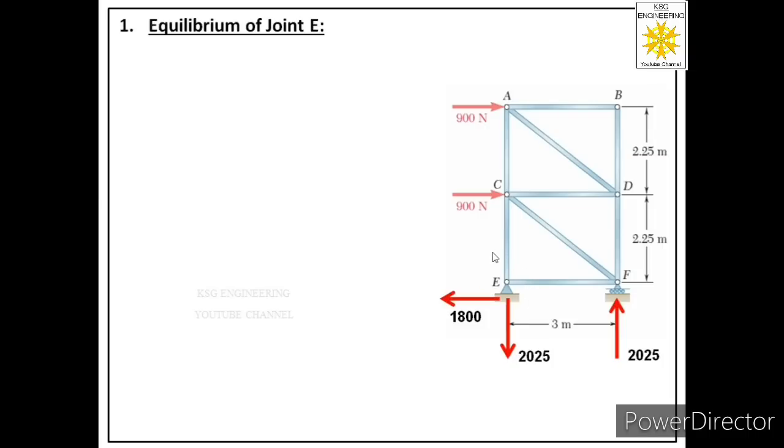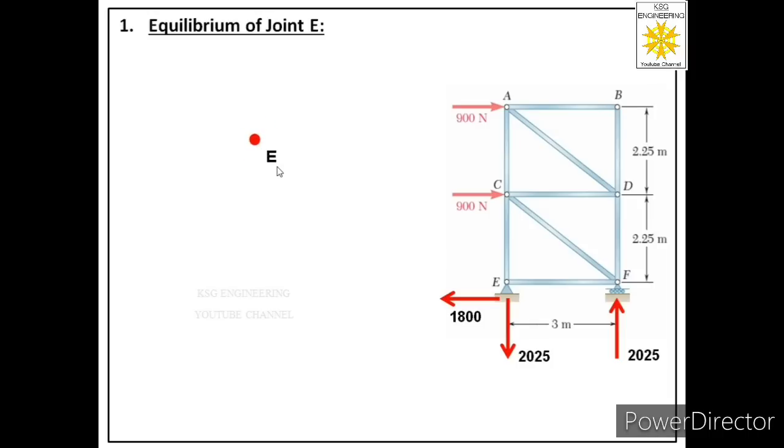So we will say equilibrium of joint E. For that we will apply two equations, summation Fx equal to 0 and summation Fy equal to 0, but before that we have to first draw the free body of joint E. So let us draw the free body of joint E. So for that, first of all we have to label the joint on paper.